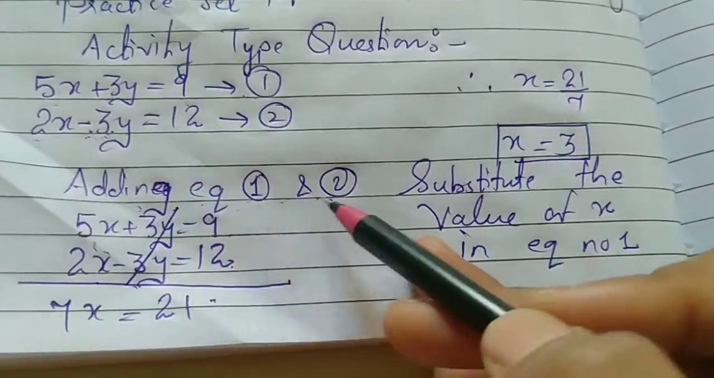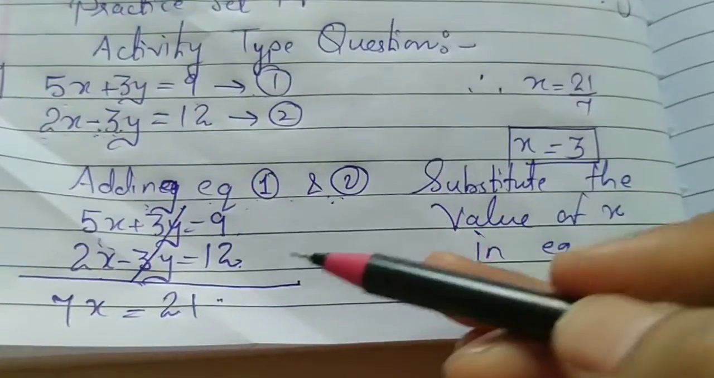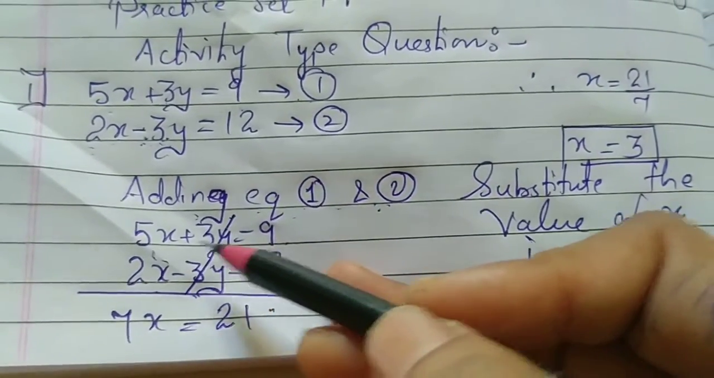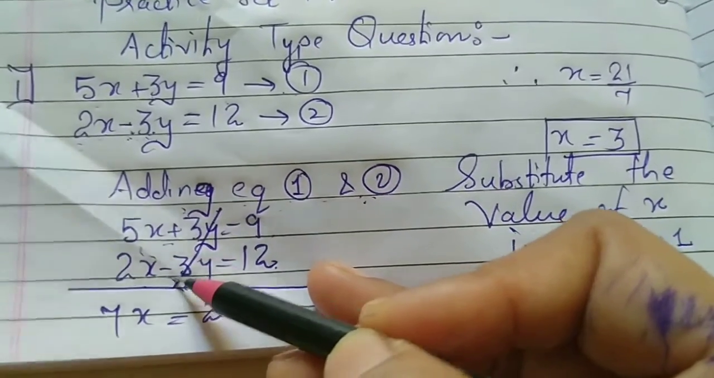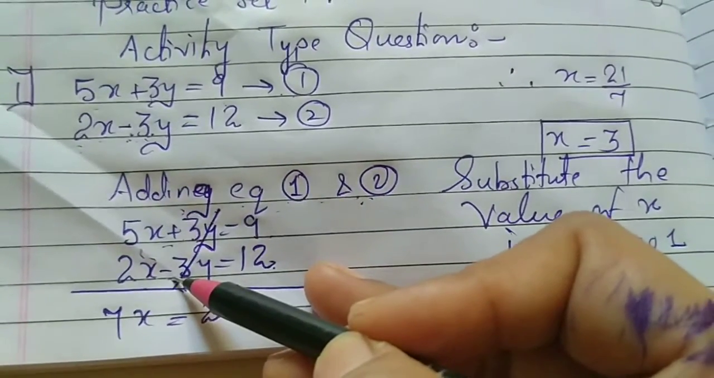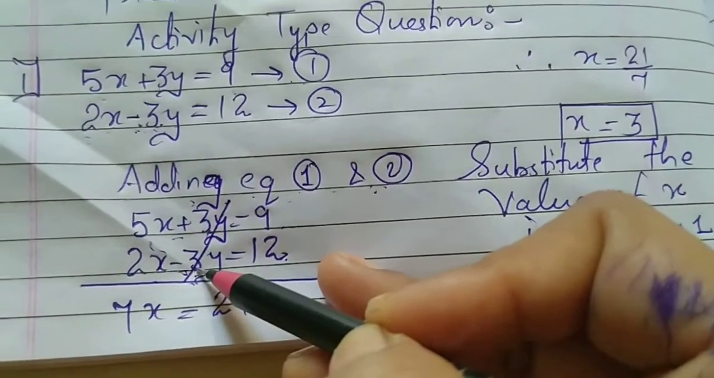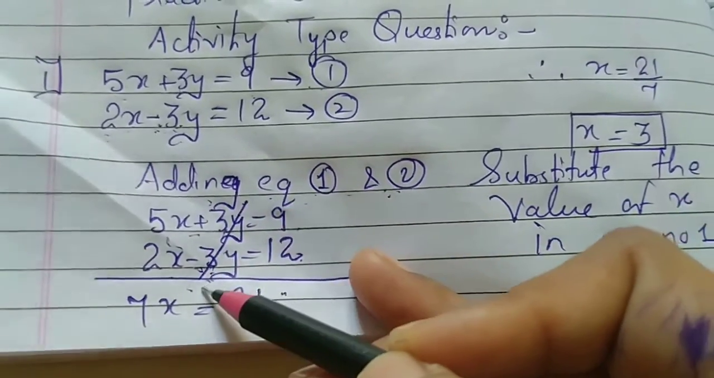Now when I am adding, the sign of the terms will not change. The sign of those terms will remain as it is. Here you can see this 3y is plus and this 3y is minus. As per the rule, plus and minus gives minus. That means 3 minus 3, you will be getting 0. We don't write 0 over here. What you will do is directly cancel the term. I have cancelled the term.